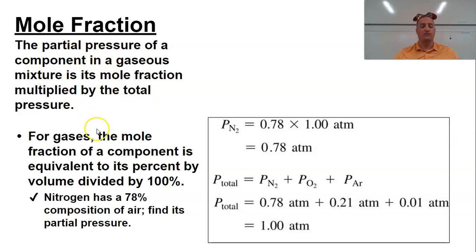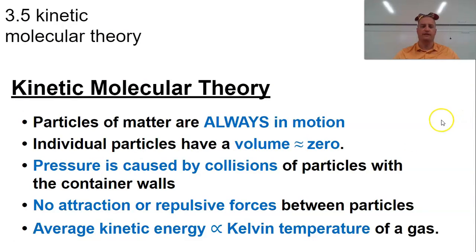So the partial pressure is a mixture of these things. One of the things that comes up is percentages. So when nitrogen has 78% composition of air, find its partial pressure. Well, that's going to be the idea of 1 atmosphere. It's going to be 0.78 atmospheres. So taking this idea of 100% is, again, this idea of this ratio when it's divided. And we'll talk about this next time.